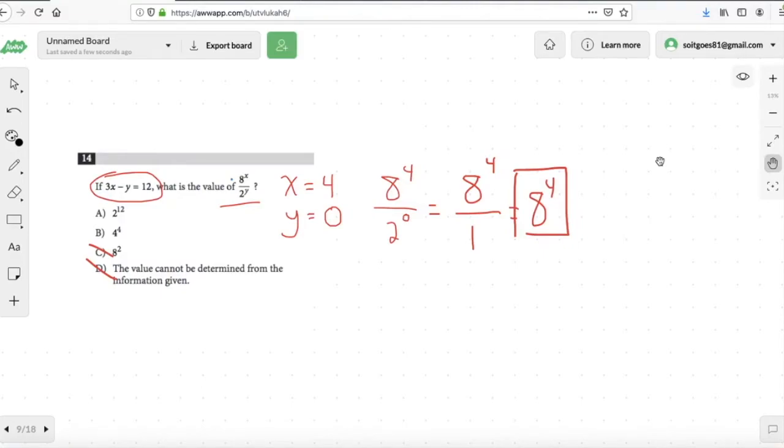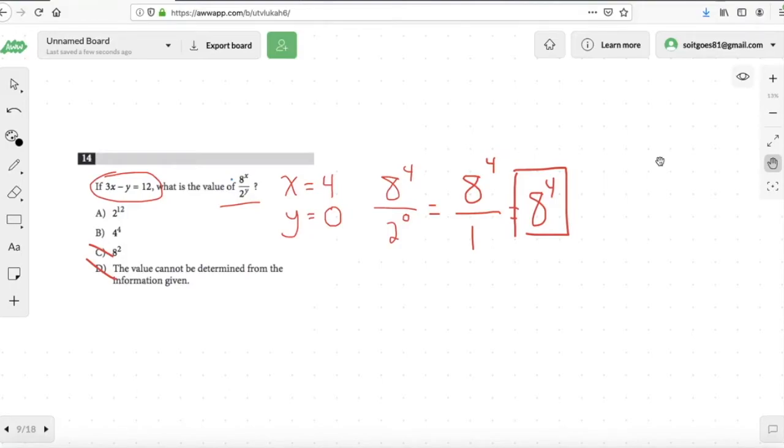Any others we can eliminate with absolute 100% certainty? I think I can eliminate B. Yes. Why? Explain. Tell me why. Because 4 to the power of 4 is not 8 to the power of 4. No, it's not. Yeah. 4 to the power of 4 is 4 times 4 times 4 times 4. And that's just not going to equal 8 times 8 times 8 times 8.